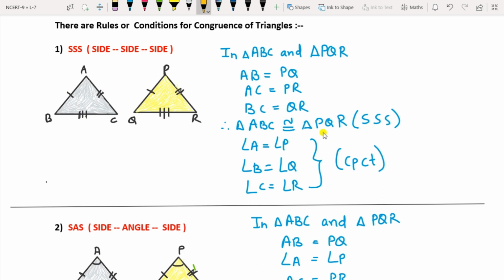Now the three pairs of sides are equal, so the remaining, that is the 3 angles, will be equal to each other too. That is called CPCT. CPCT means corresponding parts of congruent triangles. Now by taking 3 pairs, we have proved that the triangles are congruent, and therefore the rest of the 3 things will be congruent by themselves. So here by taking 3 sides, we can prove that the triangles are congruent.